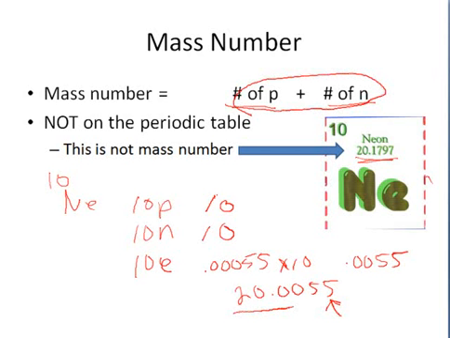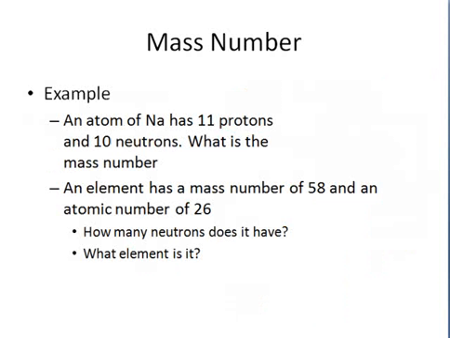And we arbitrarily assign them a value of 1. We haven't talked about units yet. Okay, so let's take a look at an example. Here we have an atom of sodium that has 11 protons and 10 neutrons. So what is the mass number?